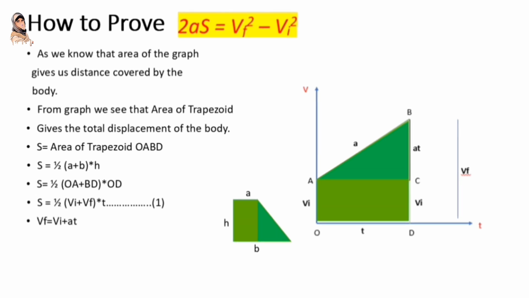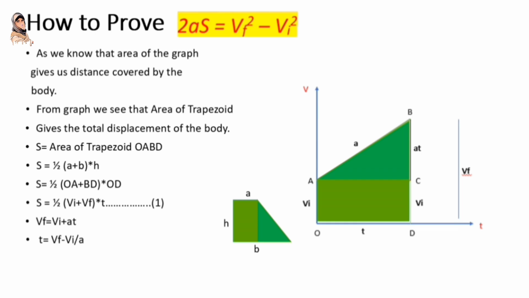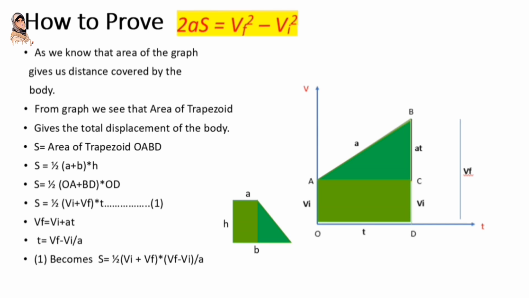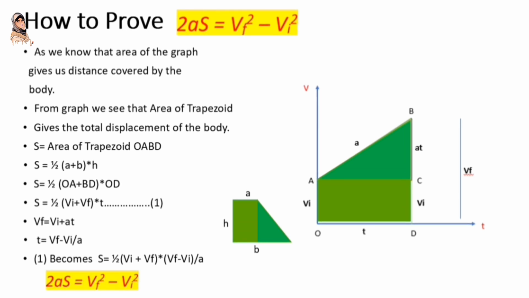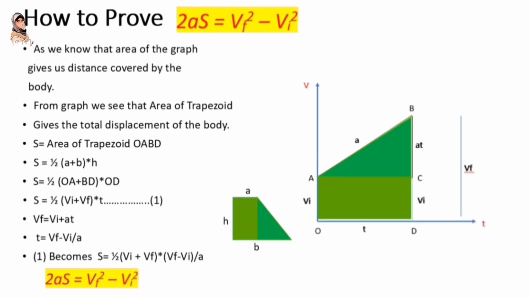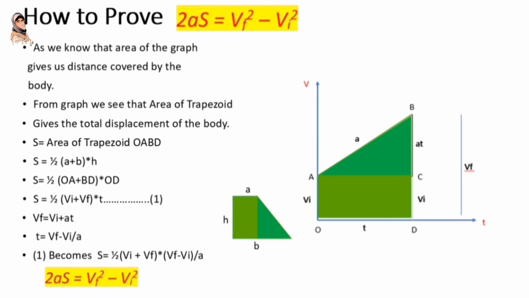The first equation of motion is Vf equals Vi plus at. From this equation, we get t equals (Vf minus Vi) divided by a. Put this value of t in the first equation. So the above equation becomes S equals half (Vi plus Vf) multiplied by (Vf minus Vi) divided by a. By rearranging these values, we get the equation 2as equals Vf squared minus Vi squared. So, this is the third equation of motion.